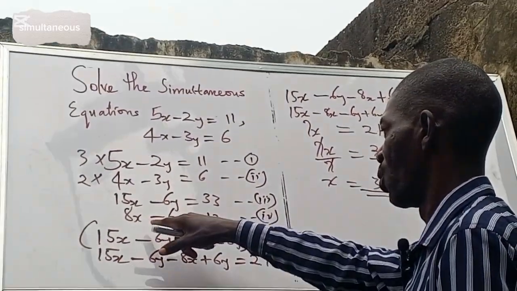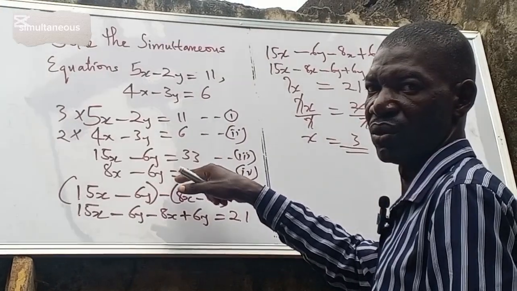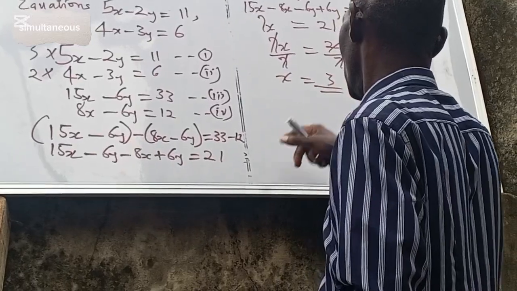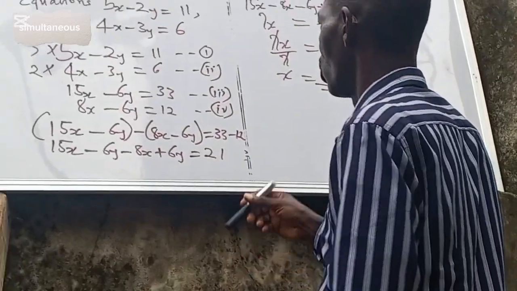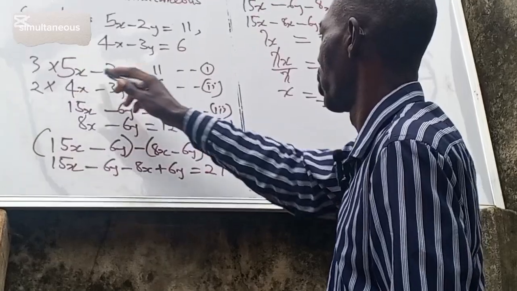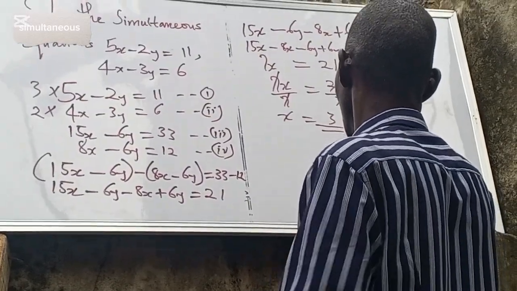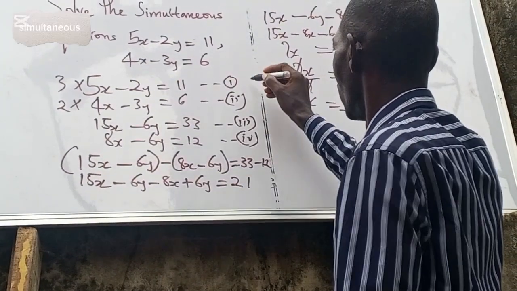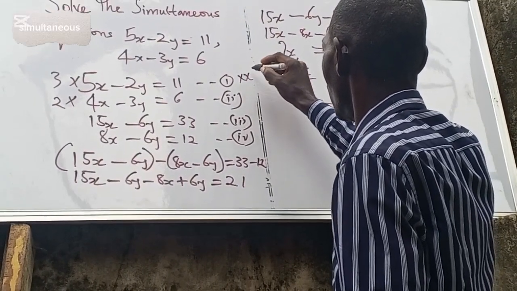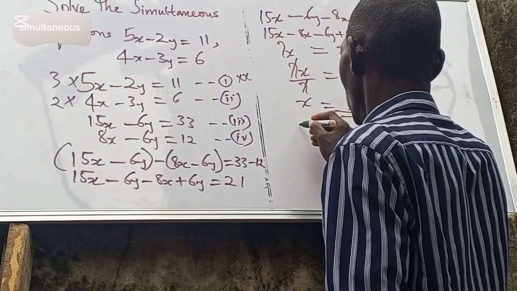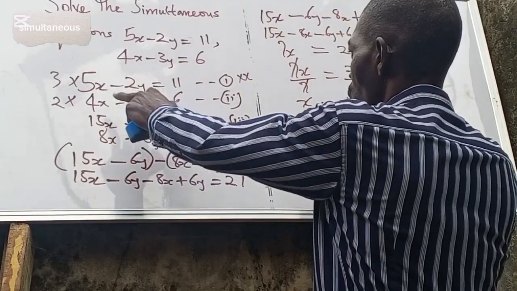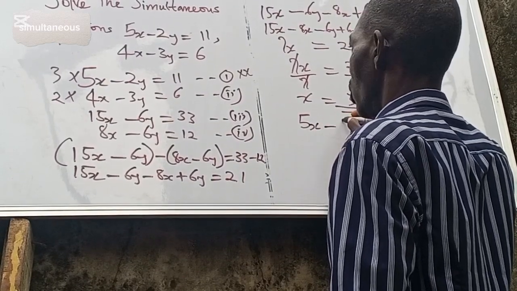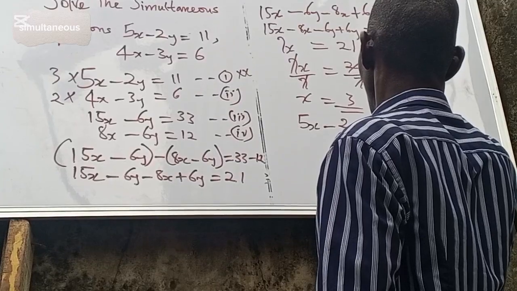Now we want to look for y. Are you following? We have gotten our x to be 3. In order to find y, we are going to pick equation 1. Equation 1 is 5x minus 2y is equal to 11.